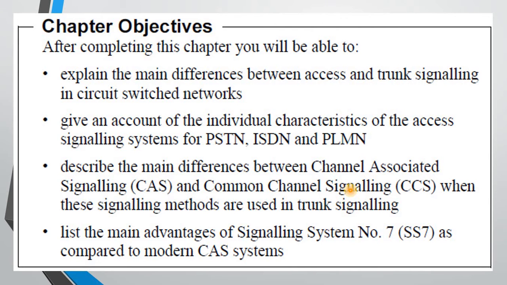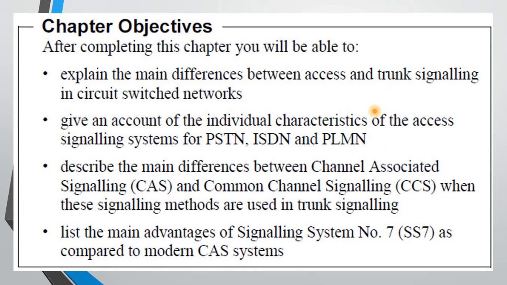First, we should be deciding the objectives that we'll be able to achieve by the end of this lecture. So by the end of this lecture, you will be able to identify the main differences between the access and trunk signaling in the circuit switch networks. Basically, there are two main types of signaling that is based on the access and the trunk part. Then later on you will be having a look how the access signaling is being implemented in the PSTN, ISDN and the PLMN networks.